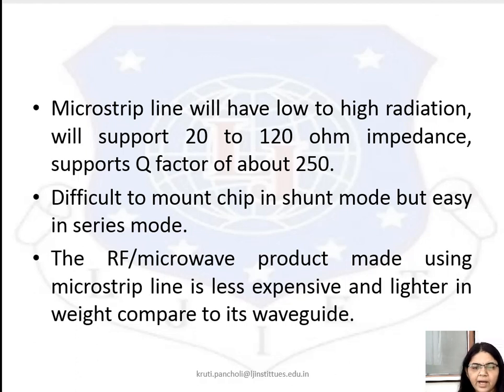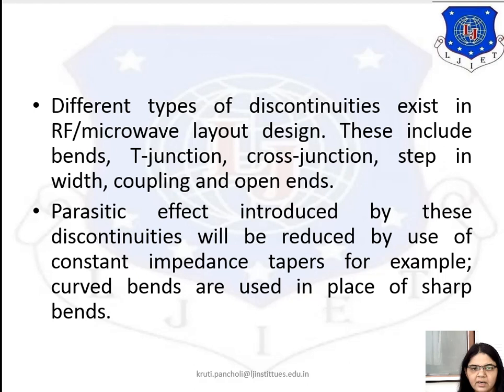It has low to high radiation, and it supports 20 to 120 ohm impedance. It supports a Q factor of about 250. It is difficult to mount the chip in the shunt mode, but easy to mount in a series mode. The RF or microwave product made using microstrip line is less expensive and lighter in weight compared to waveguide, as we discussed.